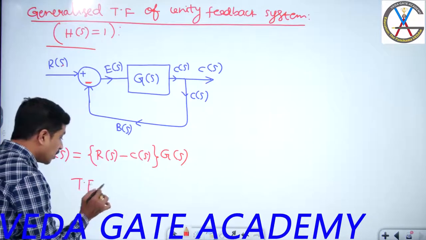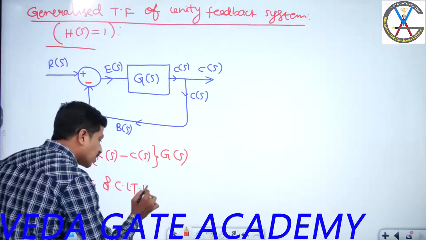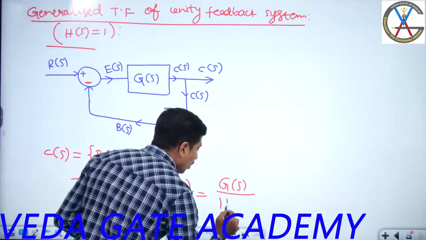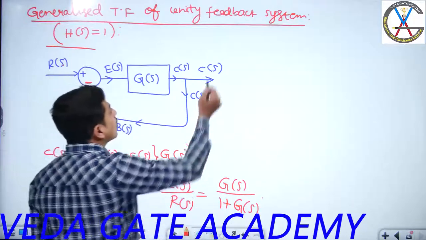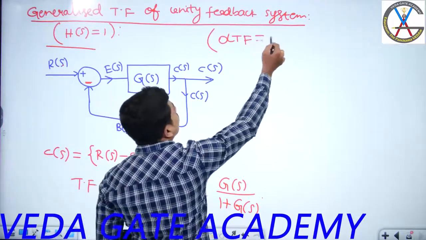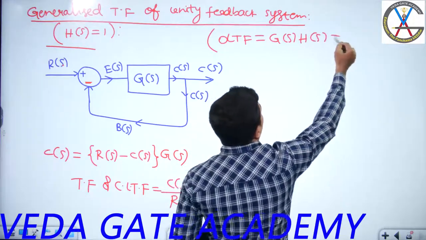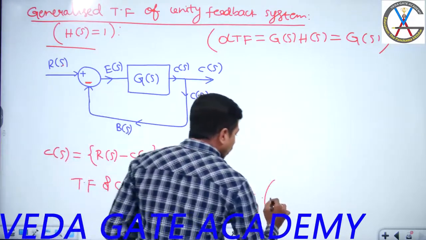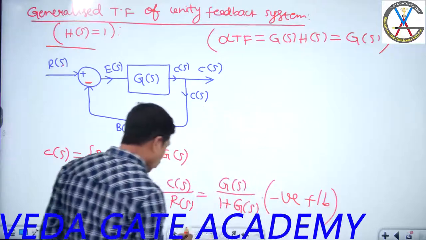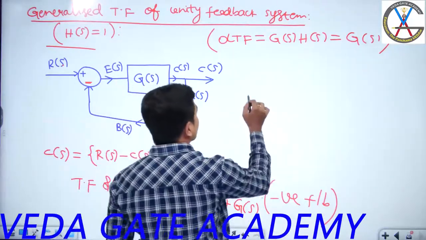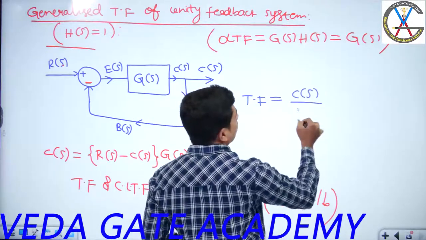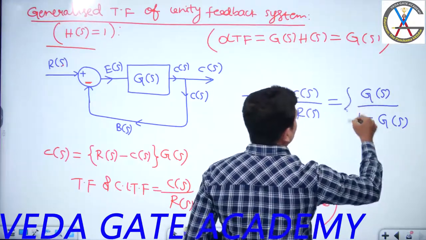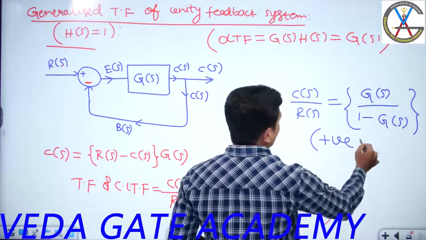Transfer function means closed loop transfer function, C of s by R of s, and what you got is G of s by 1 plus G of s. Tell me one thing, what is its OLTF? G of s into H of s, that is equal to G of s. Yes or no? Yes. Now, sir, this is for what feedback? For negative feedback. Sir, if it is positive feedback, what is the answer? For positive feedback, the transfer function C of s by R of s is G of s by 1 minus G of s.